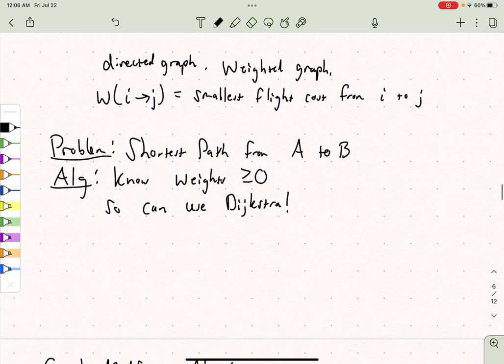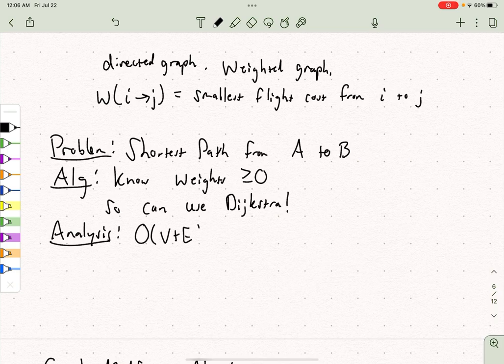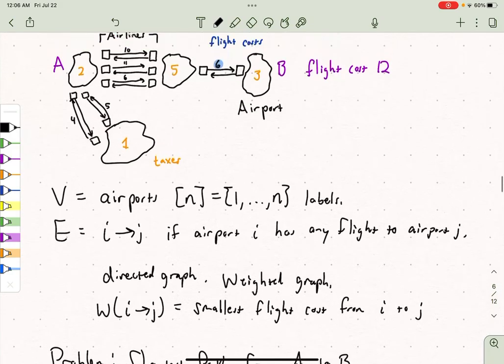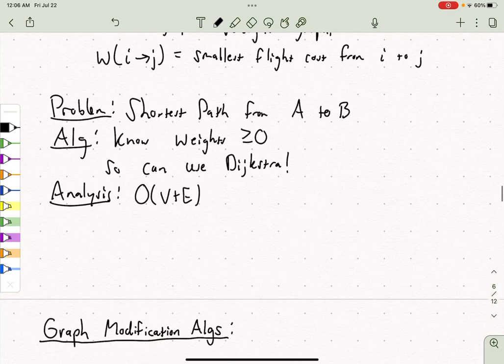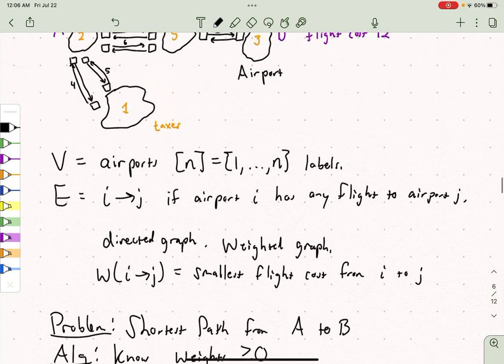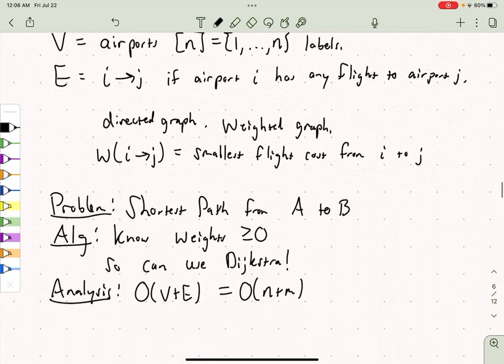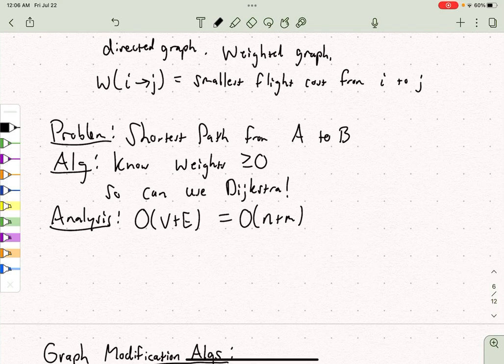Okay, so we use Dijkstra to compute the shortest path from A to B. And then what's the time? Well, this is going to be O of V plus E. And what's V plus E? Well, that's just O of N plus M, if we assume N is the number of airports and M is the collective number of airlines per airport, or at least an upper bound.